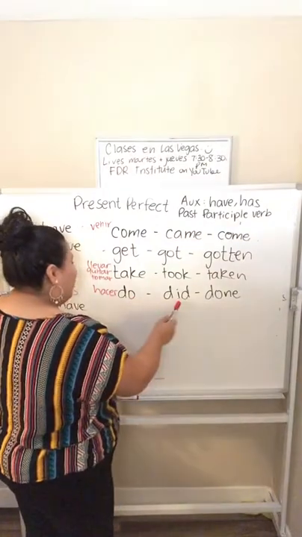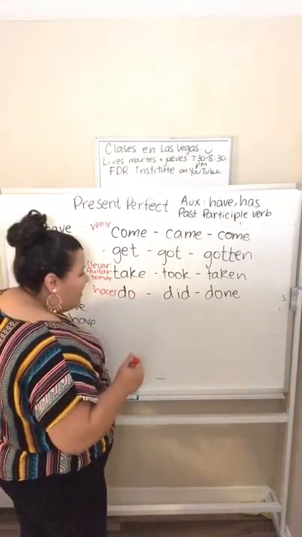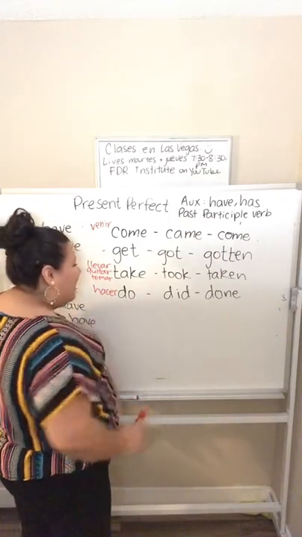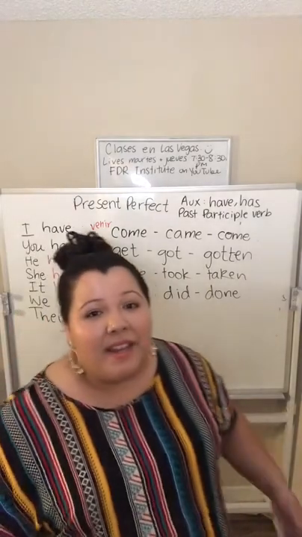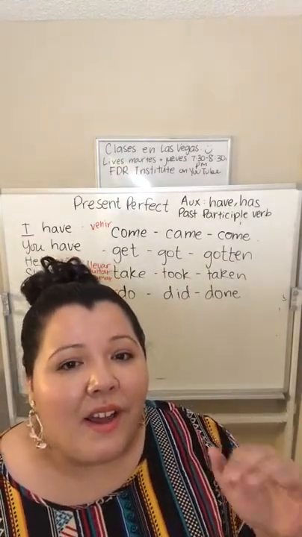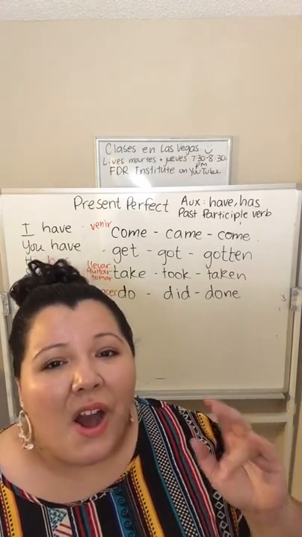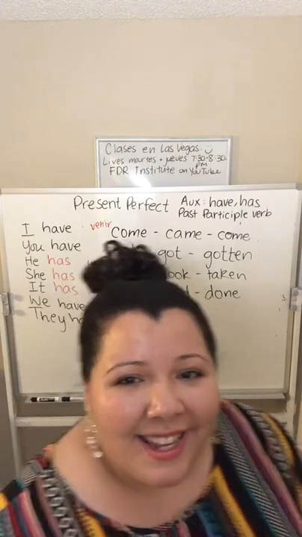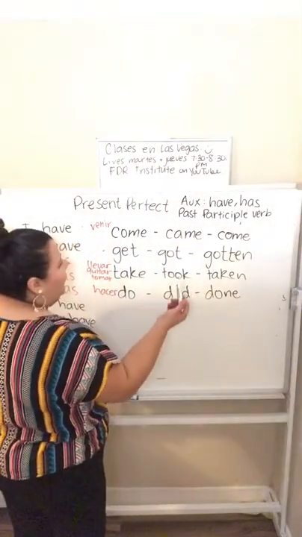Do, did, done. Do, yo hago, I do. Yo hice, I did. He hecho, I have done. So let's say he hecho toda mi tarea. I have done all of my homework. I have done all of my chores. I have done. So, si digo solo el pasado del verbo es sin el auxiliar.